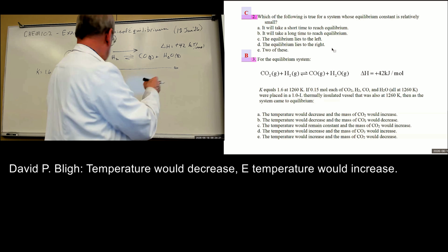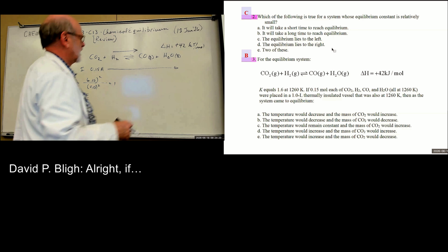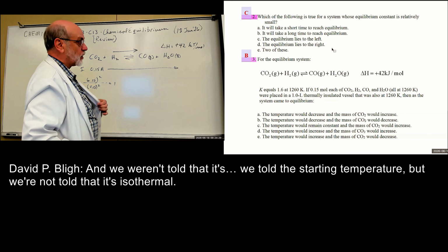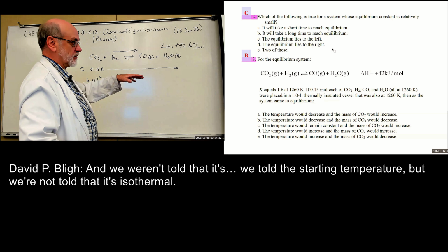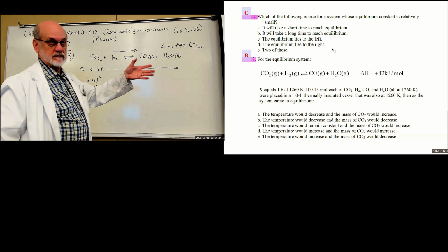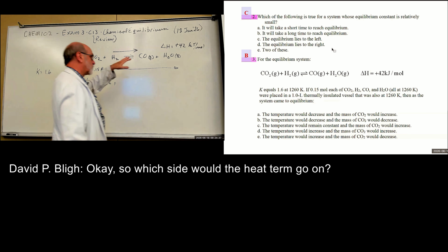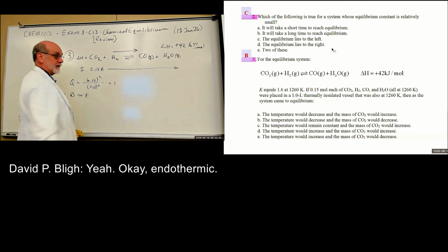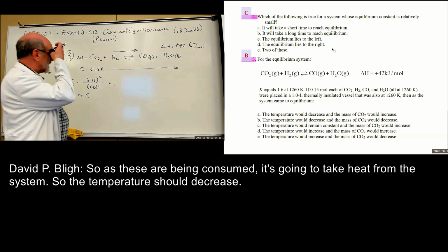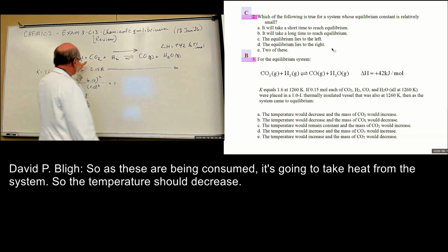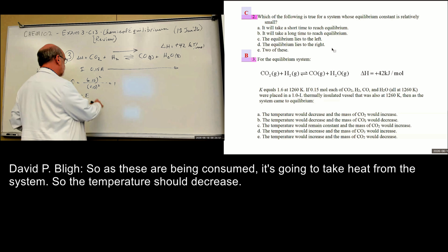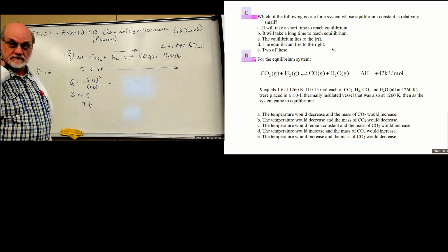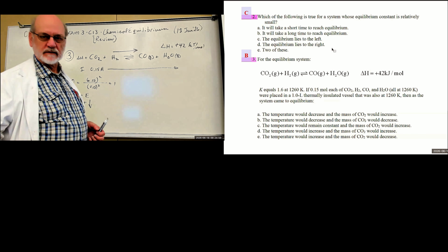Temperature would decrease. E, temperature would increase. All right. We were told the starting temperature, but we're not told that it's isothermal. Okay, so which side would the heat term go on? Well, this side. Okay, endothermic. So as these are being consumed, it's going to take heat from the system. So the temperature should decrease. And that would be B. Okay.